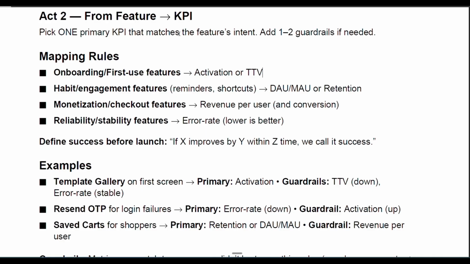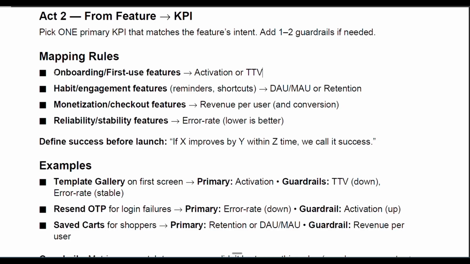So what is the meaning of this first sentence there? You pick one primary KPI, map it to the feature's purpose or intent, the feature which you just built. And then you can pick one or two extra guardrails or KPIs out of the previous list if needed, right? And you just put them there again if needed. So, what are the mapping rules?